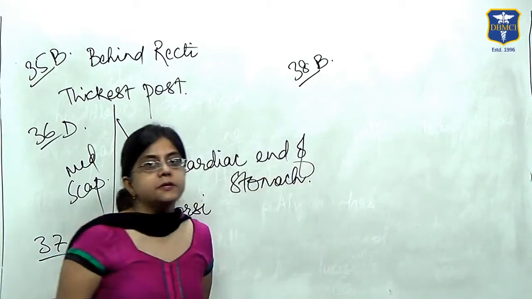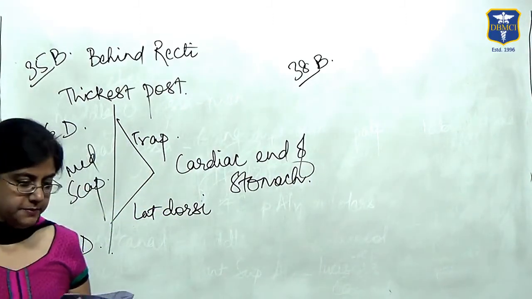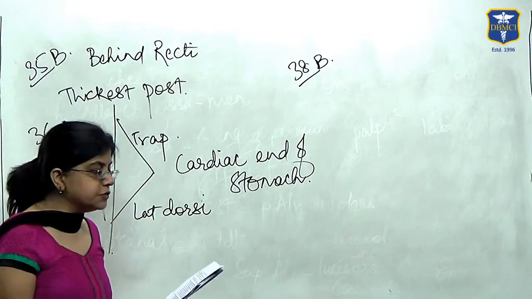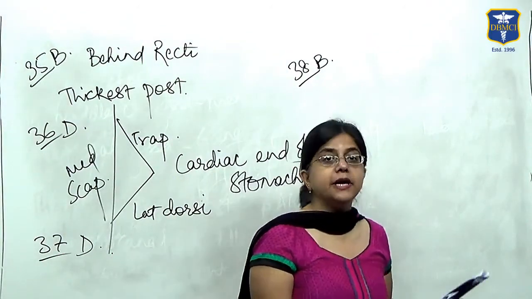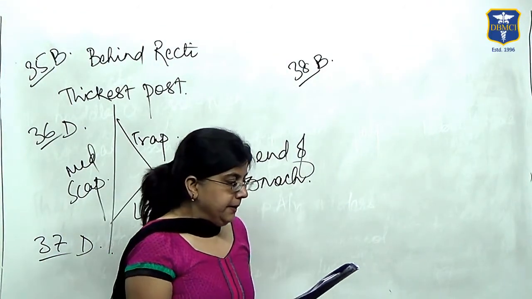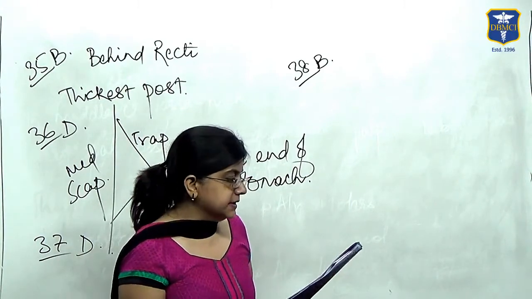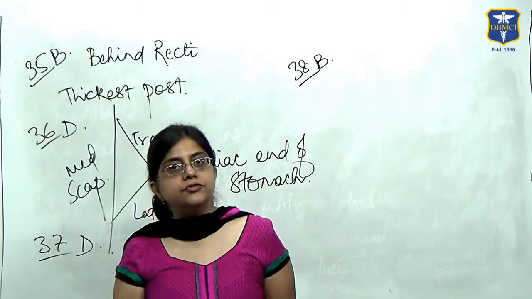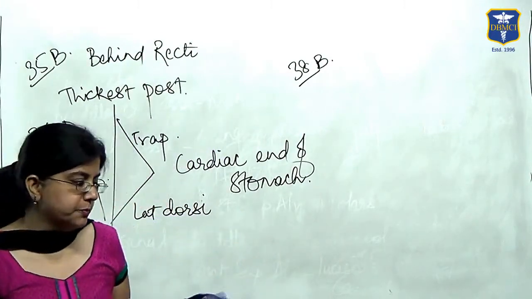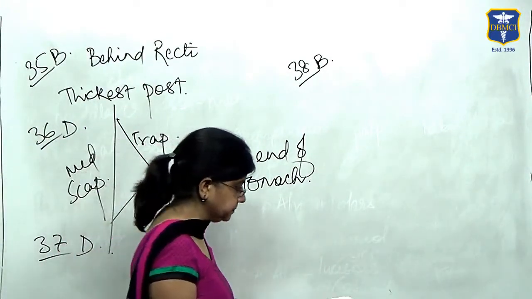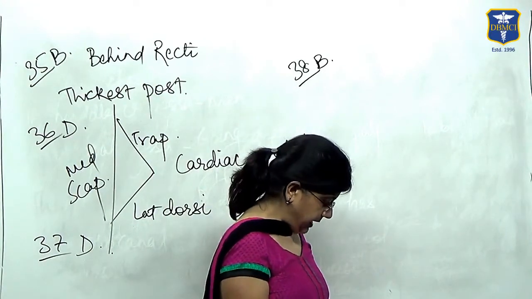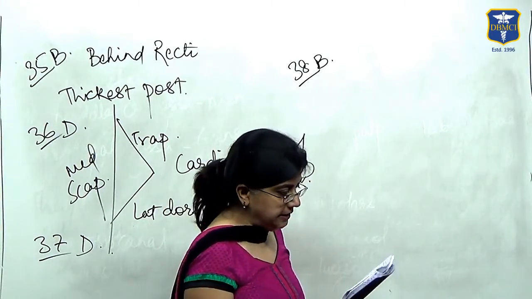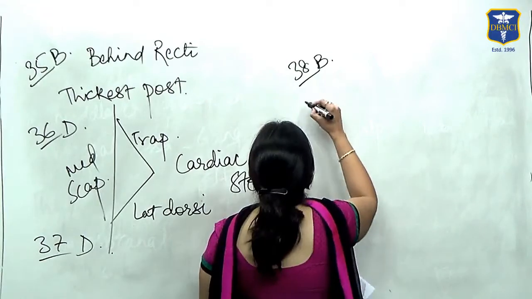Rasmussen's aneurysm refers to an aneurysm of the small to medium-sized pulmonary arteries, and Rasmussen's artery is the name given to the bronchial artery. Question 39, answer is B.